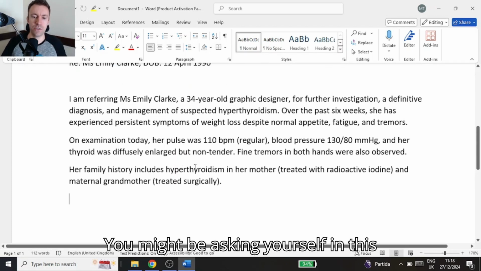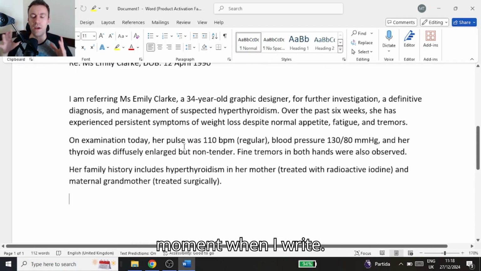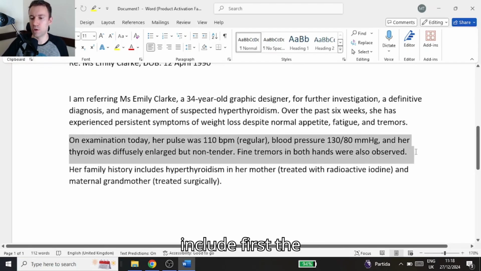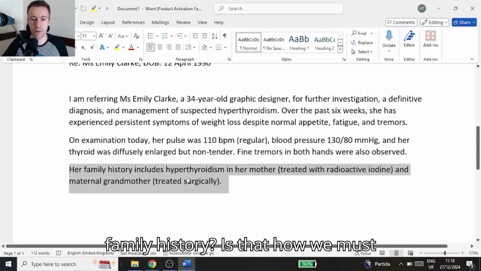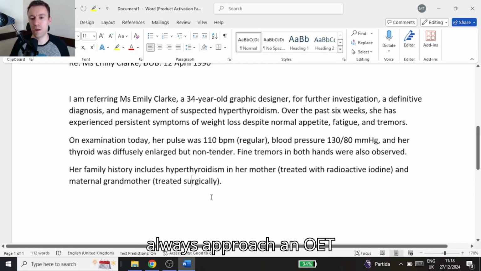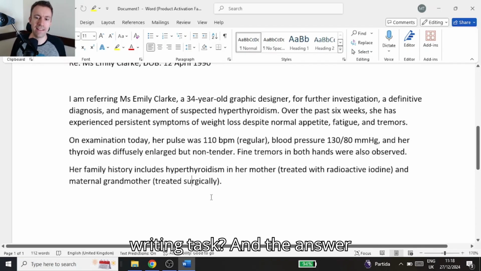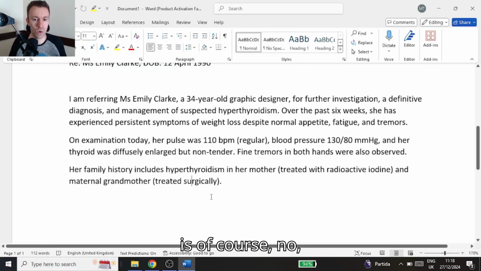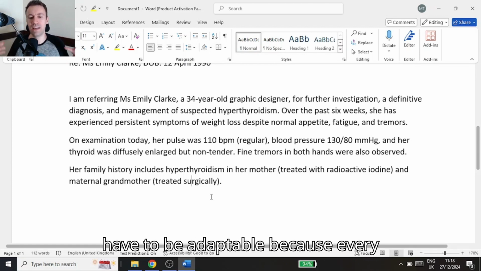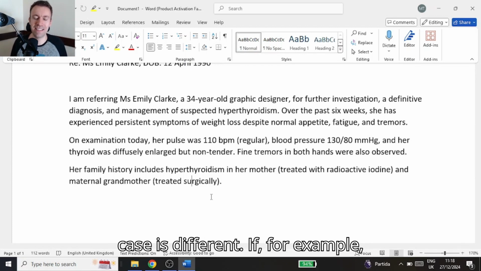You might be asking yourself in this moment, when I write my OET letter, should I always include first the observations from the most recent consultation and then the family history? Is that how we must always approach an OET writing task? And the answer is, of course, no, not always. We have to be flexible. We have to be adaptable because every case is different.